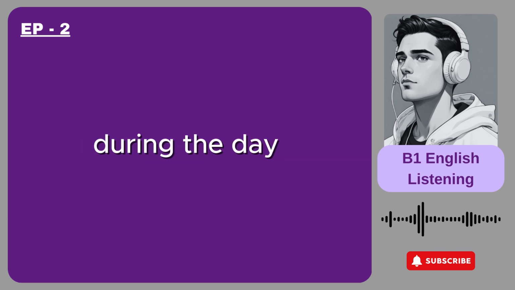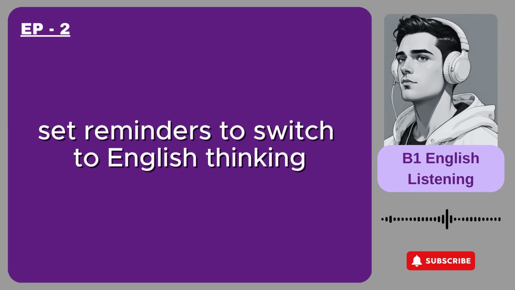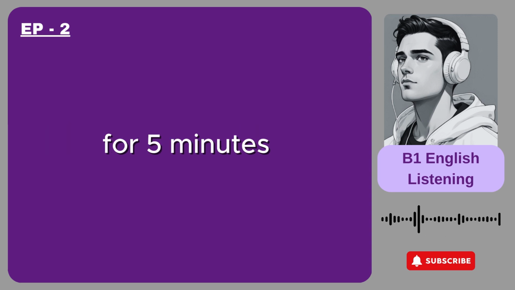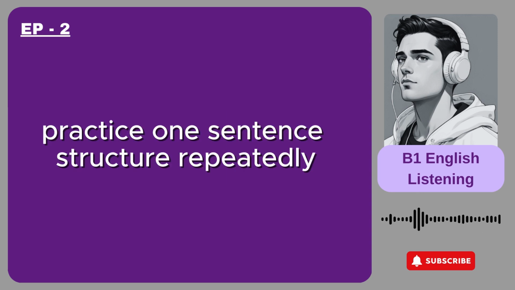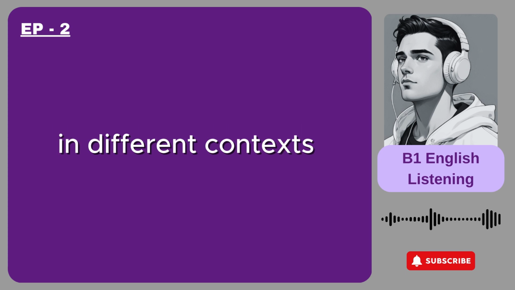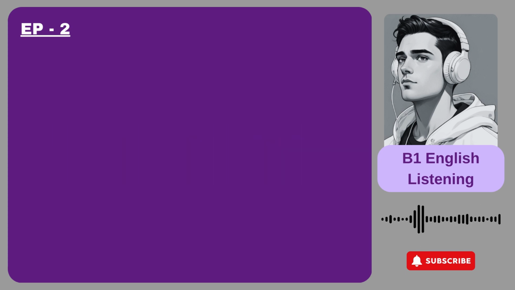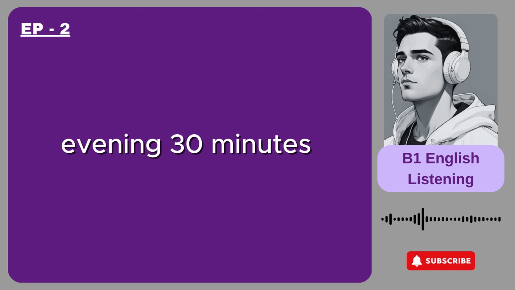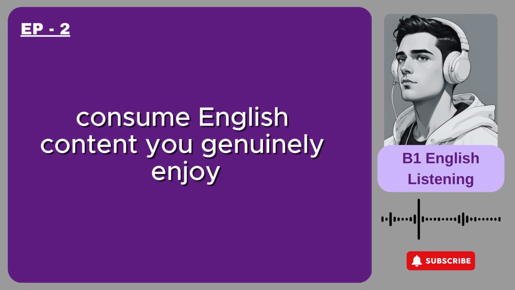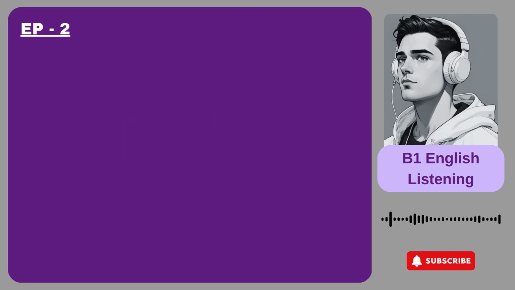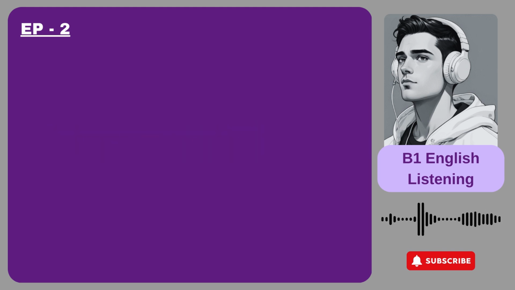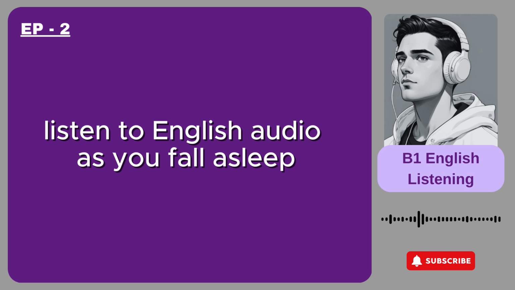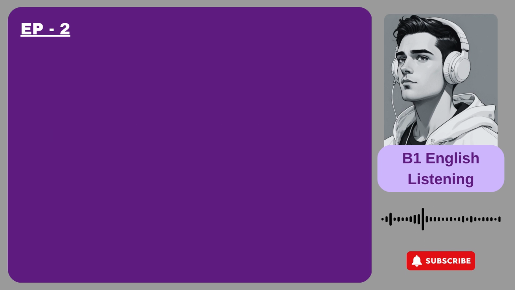During the day, set reminders to switch to English thinking for 5 minutes. Label new objects or concepts you encounter. Practice one sentence structure repeatedly in different contexts. Evening, 30 minutes. Consume English content you genuinely enjoy. Reflect on your day in English, spoken or written. Listen to English audio as you fall asleep.